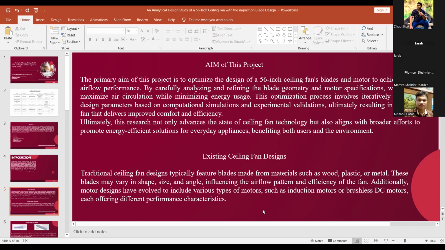Existing ceiling fan designs. Traditional ceiling fan designs typically feature blades made from materials such as wood, plastic, and metals. The blades may vary in shape, size, and angle, influencing the airflow patterns and efficiency of the fan. Additionally, motor design has evolved to include various types of motors, such as induction motors or brushless DC motors, each offering different performance and characteristics. Our next portions will be covered by my other team members, and thank you all.